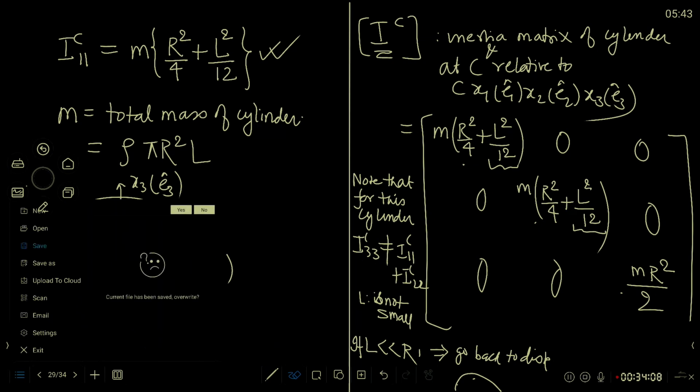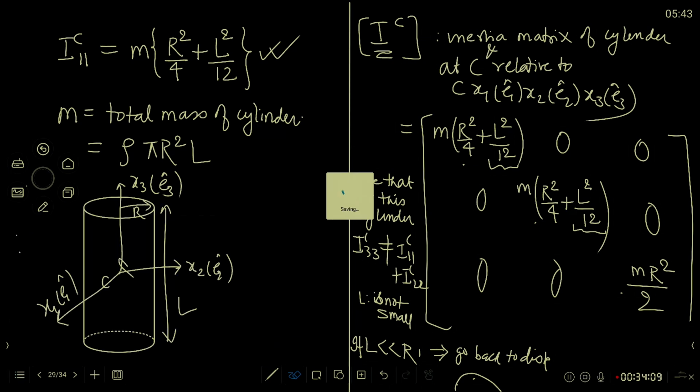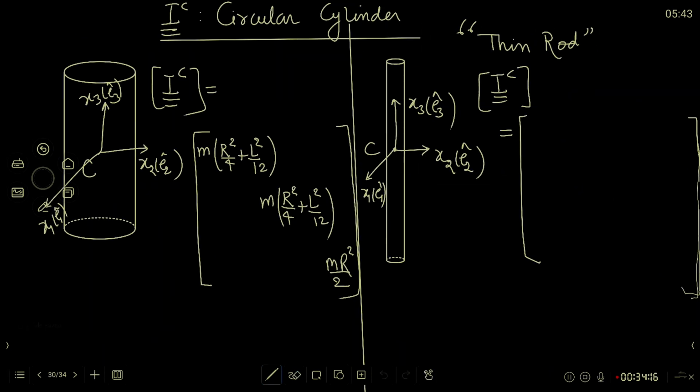Another approximation we can do with this result that we obtained for a circular cylinder. For a circular cylinder, this is the matrix I derived on the previous slide. Now let's consider the case of a thin rod. What do we mean by thin rod? Thin rod means R is much less than L.